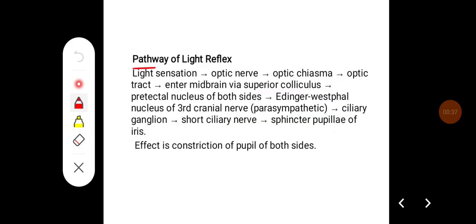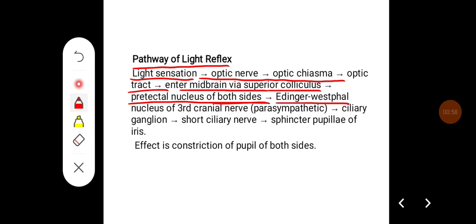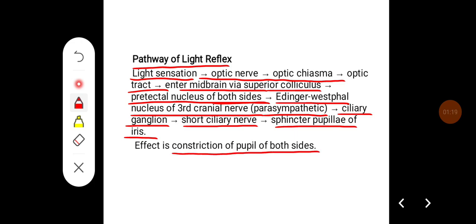If you see the pathway of the light reflex, when light falls on the retina, light is sensed and the impulses pass through the optic nerve, optic chiasma, optic tract, enter the midbrain via the superior colliculus, then they enter the pretectal nucleus of both the sides. Then they go to the Edinger Westphal nucleus of the third cranial nerve, which is a parasympathetic nerve. Then they go to the ciliary ganglion. From there, they form the short ciliary nerve and innervate the sphincter pupillae of the iris, which causes the constriction of the pupil. And the effect will be the constriction of the pupil of both the sides.